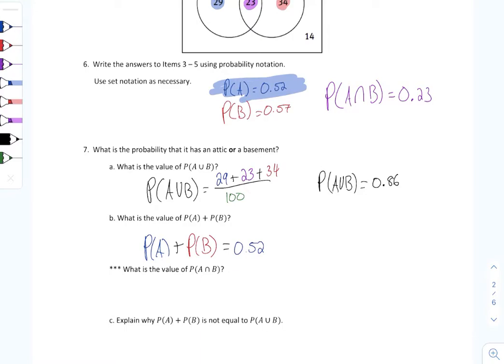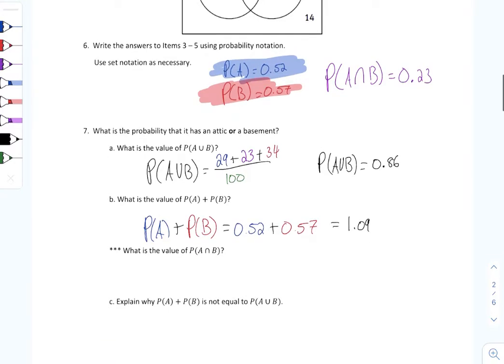0.52 plus 0.57. Now, we end up with 1.09. At this point, that should be a major red flag because probability shouldn't be more than 1. That means 109%, which just doesn't exist in things, at least in probabilities.